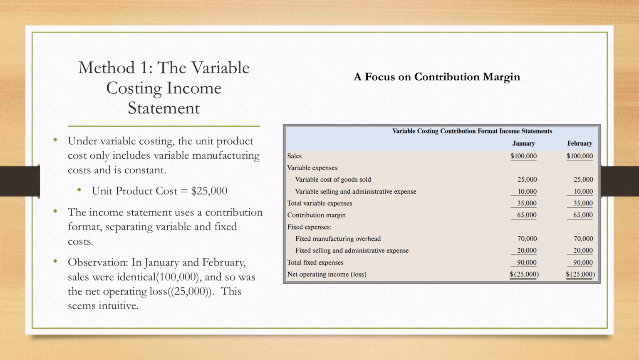The key observation here is for January and February. In both months, sales were identical at $100,000, and as a result, the net operating loss was also identical at negative $25,000. This is logical and what most of us would intuitively expect.